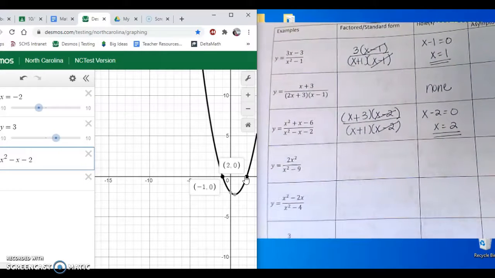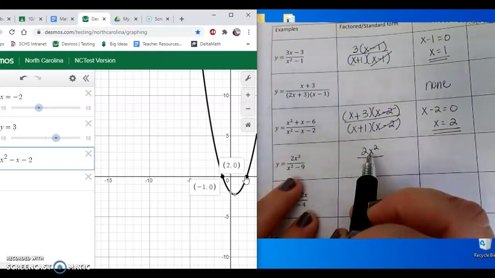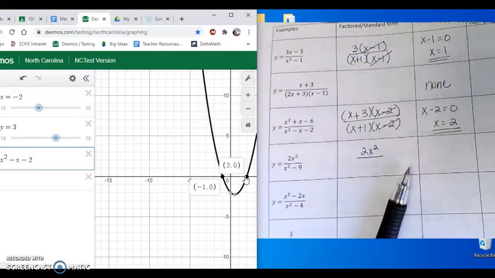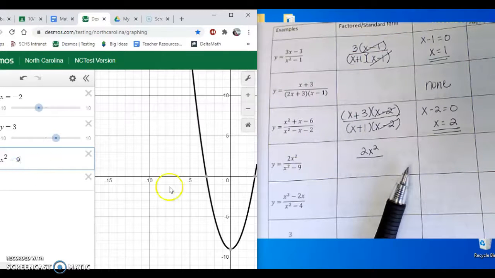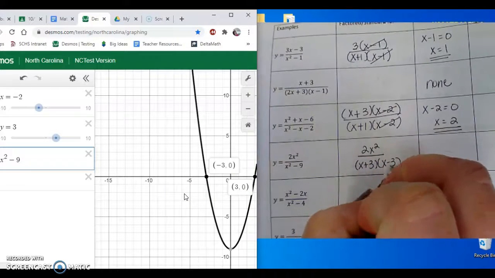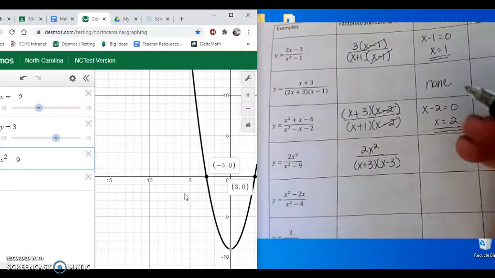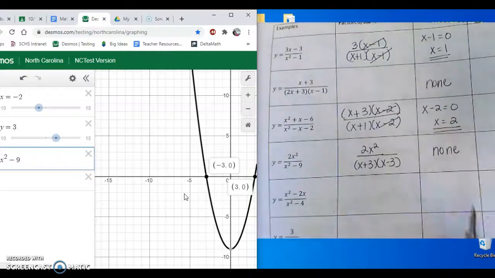Now, just because something factors doesn't mean there's a hole. For example, look at the next one. I can't do anything to the 2x squared, but I am going to do something to x squared minus 9. There's a negative 3 and a positive 3. So, plus 3 and minus 3. There's my factors. Anything cancel? Nothing cancels. So there's no hole.